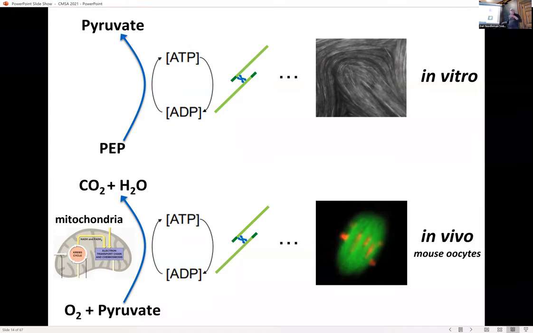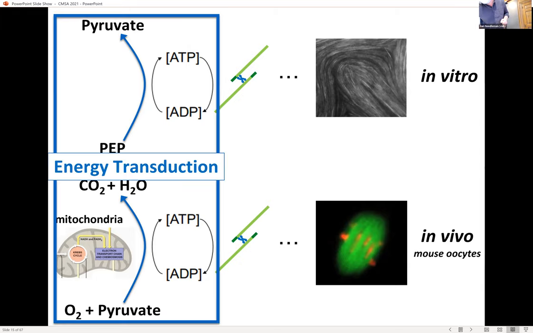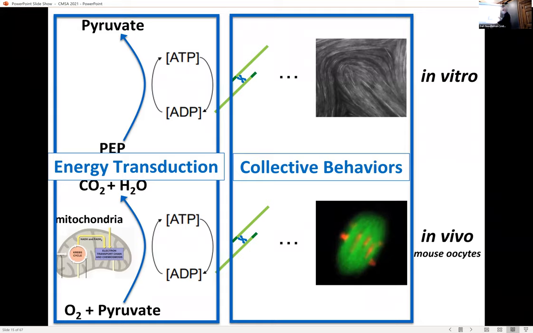Right, so in mouse oocytes, which if I get to the second part of the talk, I'll talk about, nearly all the ATP for mouse oocytes is given by oxidative phosphorylation of mitochondria. There are other pathways in cells that can also generate ATP, but they don't play much of a role in mouse oocytes. All right, so this is, if you will, kind of like energy transduction, and then you can get collective behaviors and cool stuff.